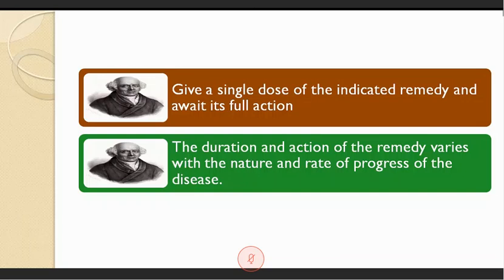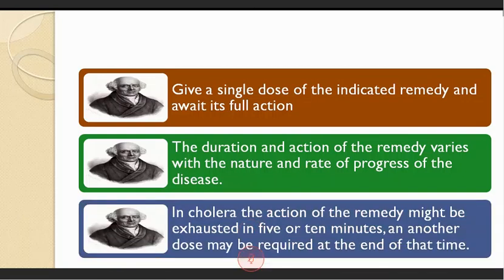Let us continue. The duration and action of the remedy varies with the nature and the rate of progress of the disease. Again, in cholera, now there are no cholera cases. In cholera, the action of the remedy might be exhausted in 5 or 10 minutes, and another dose may be required at the end of that time. So Hahnemann has given those doses at the time where it gets exhausted in 5 to 10 minutes. After 10 minutes, the medicine has to be repeated in cholera cases, a fatal disease. Now it is not there.